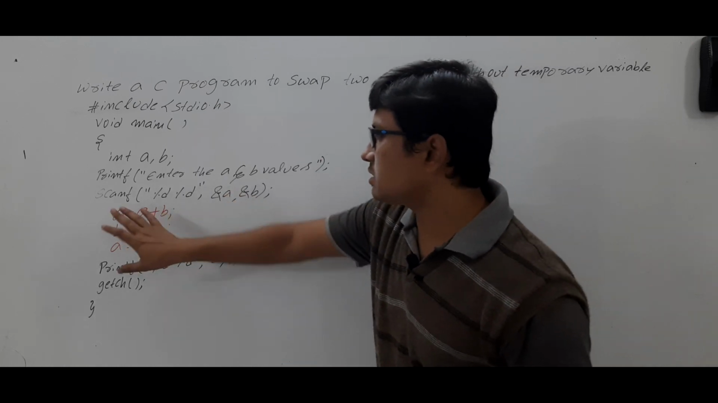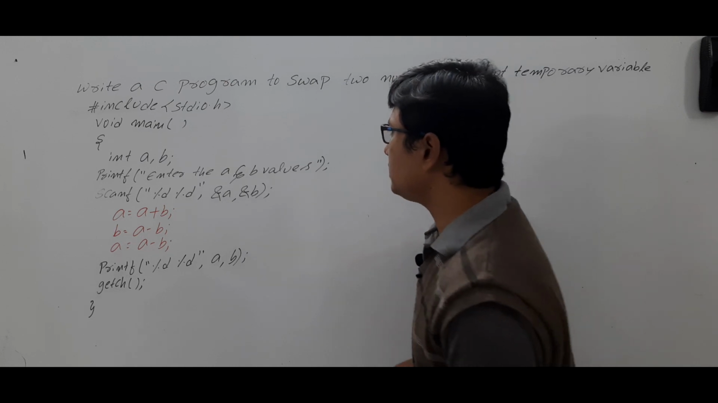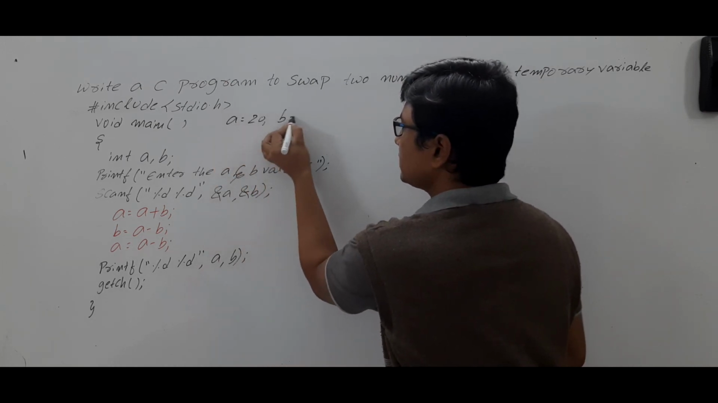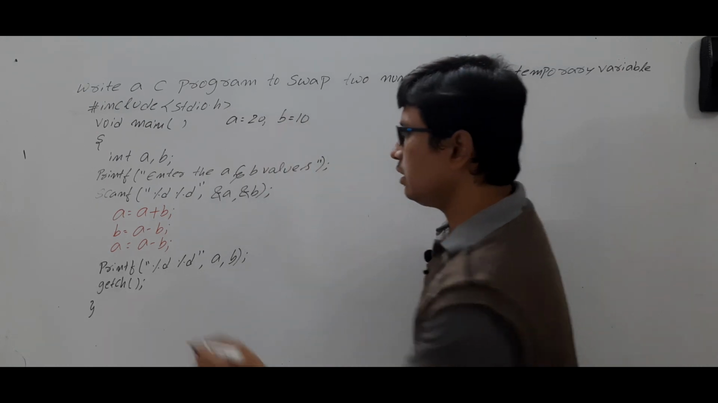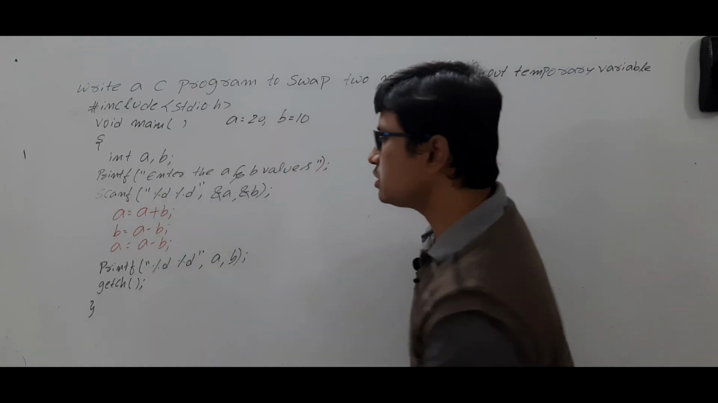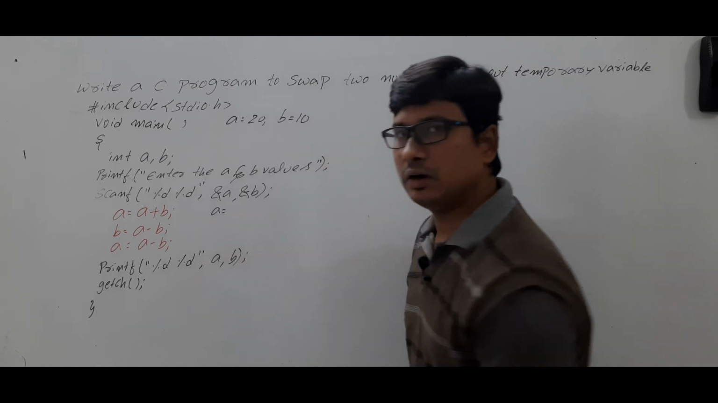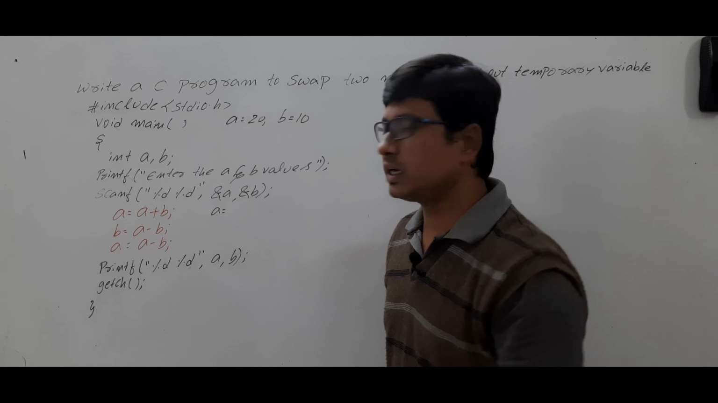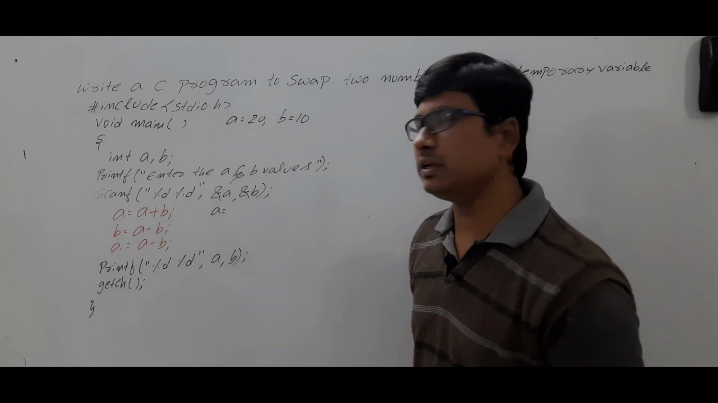Now let me discuss this logic. Let's take that A value is 20, B value is 10. Okay. Now what will happen? A is equal to A plus B. Okay. So first A plus B will be performed, and whatever the result you are getting, that value will be stored in the variable A.